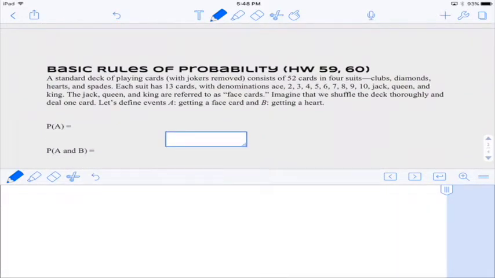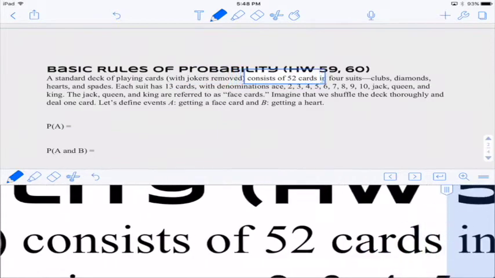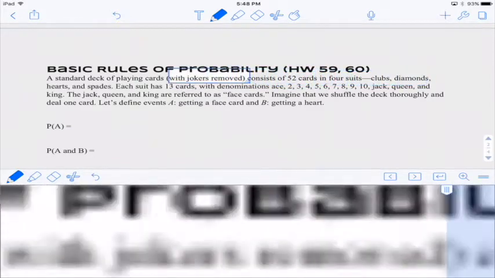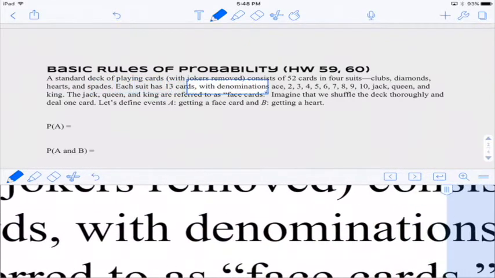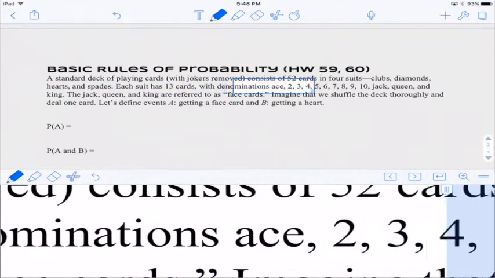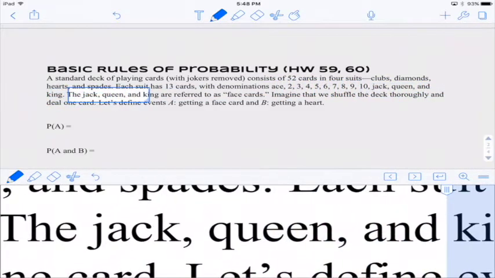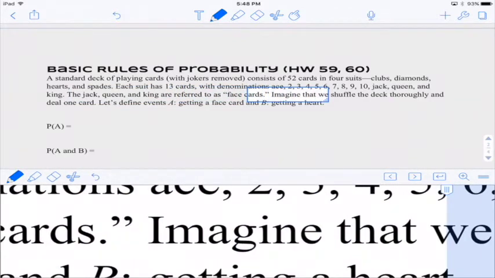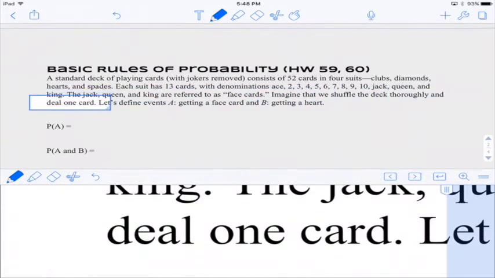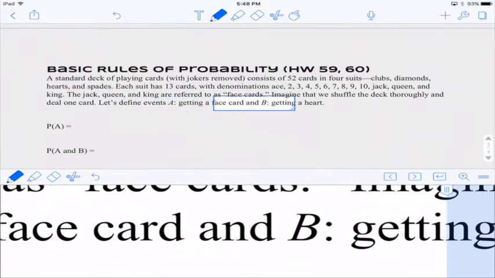So those are the basic rules of probability, and we're going to do some more. A standard deck of playing cards with jokers removed consists of 52 cards and 4 suits: clubs, diamonds, hearts, and spades. Each suit has 13 cards with denominations ace, 2, 3, 4, 5, 6, 7, 8, 9, 10, jack, queen, and king. The jack, queen, and king are referred to as face cards. Imagine that we shuffle the deck thoroughly and deal 1. Let's define events A as getting a face card and B getting a heart.